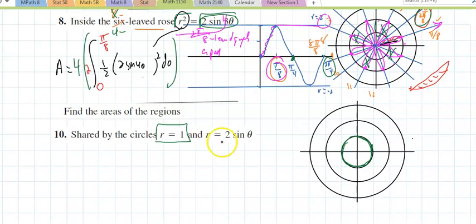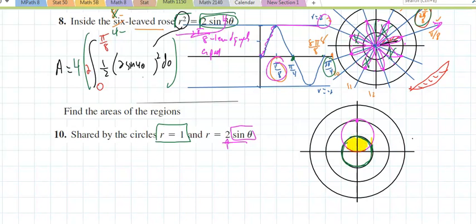And r equal twice the cosine of theta. We said sine is the y, positive 2. It's a circle wrapped around the positive y-axis with a diameter of 2. And which region are they talking about when they say shared? Isn't this the shared region between both?